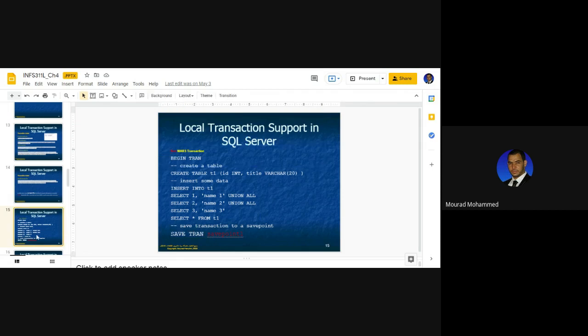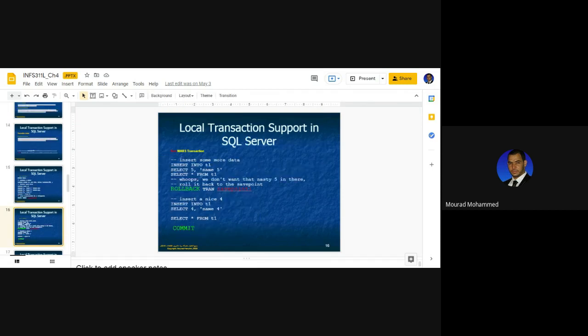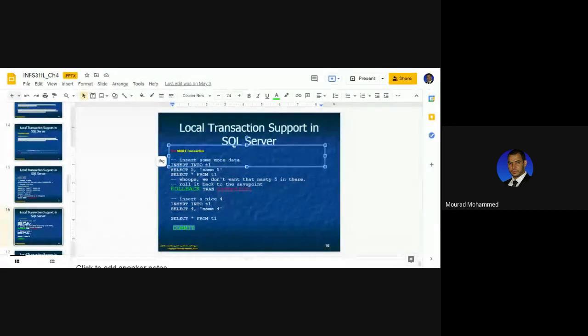We continue. Then after we insert some records, and we roll back to that save point. There is a rollback to that save point, and then after we insert and do other queries, then we commit all. These are non-MARS, non-multiple active result sets, so we can easily generate the save point, and you can refer to that.